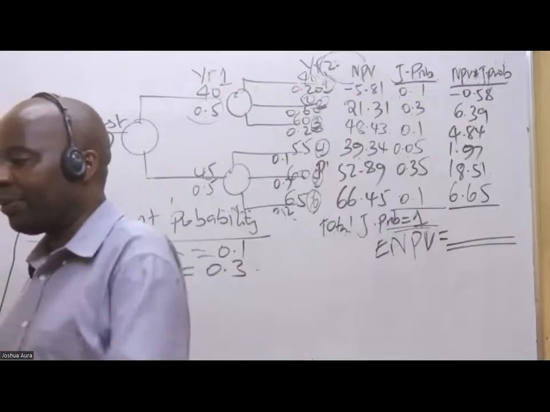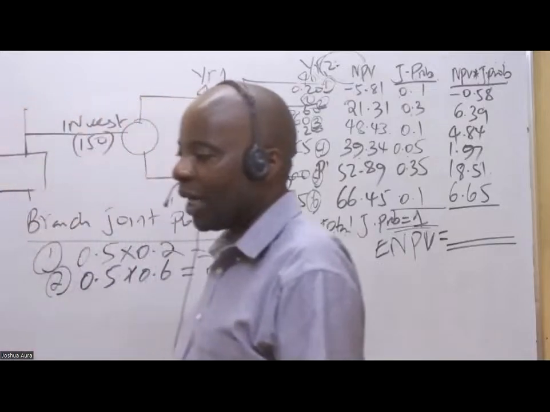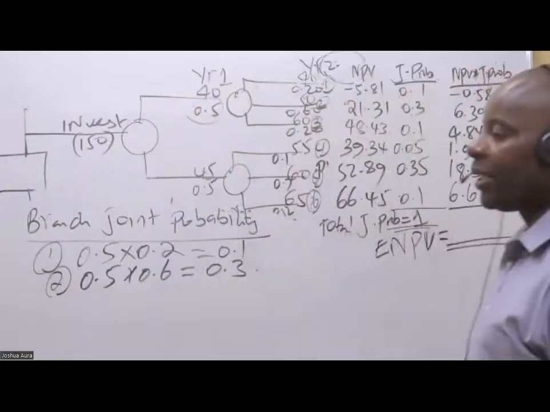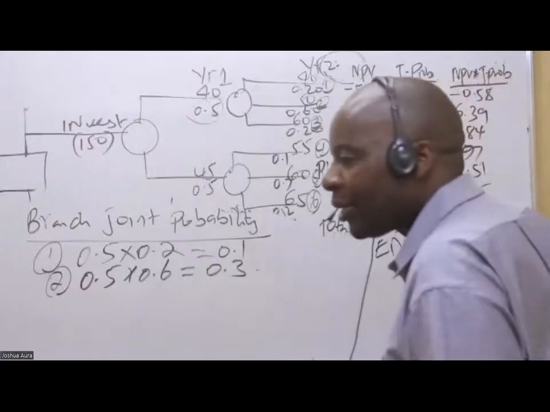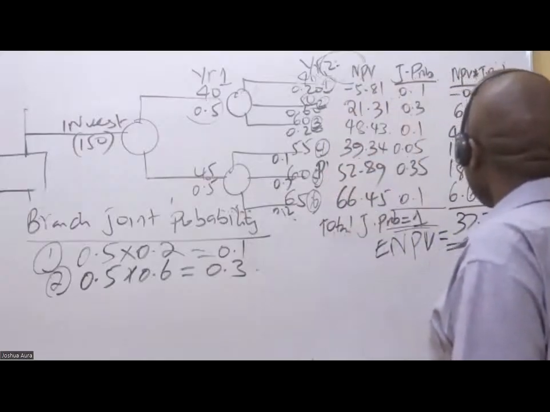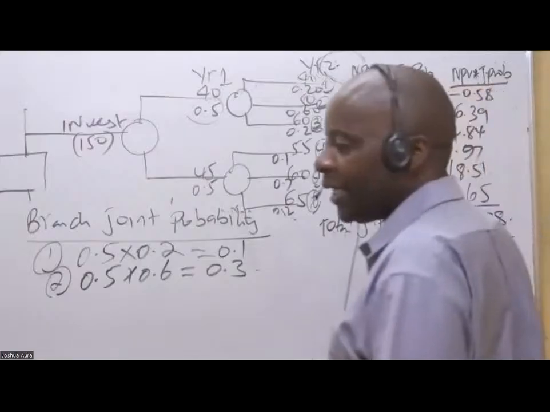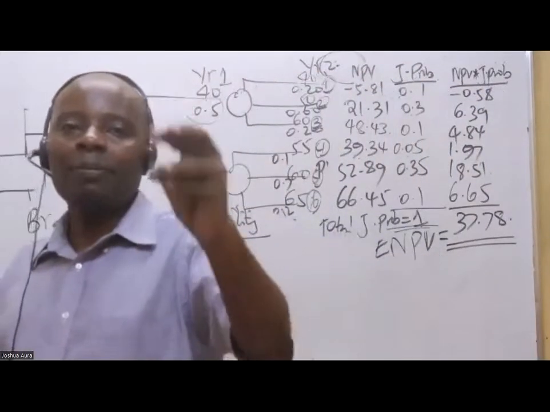What do we expect? Please add for us everything. Expected net present value. Expected, not NPV. This is expected. Expected, I'm being told, is 37.78. Thank you so much. 37.78. And that is what the examiner was asking us in part 1.